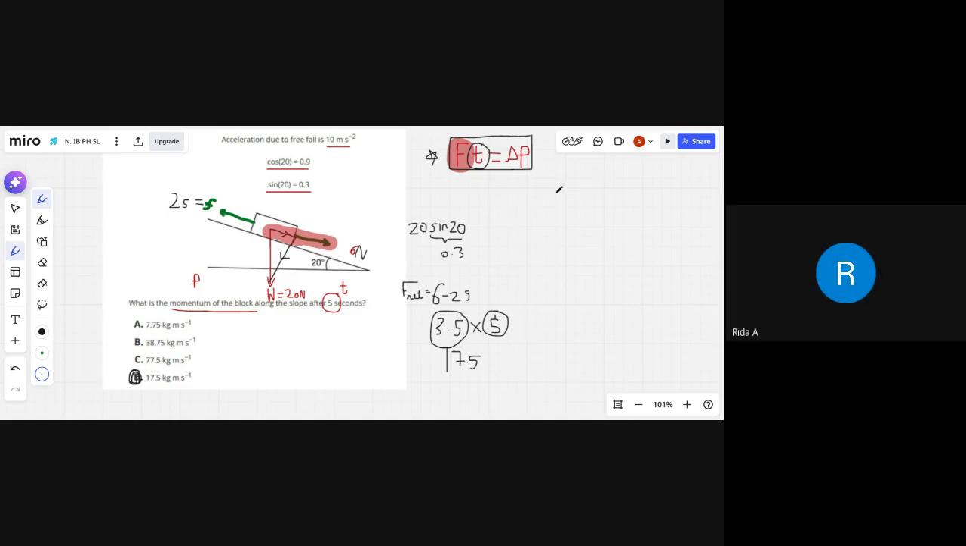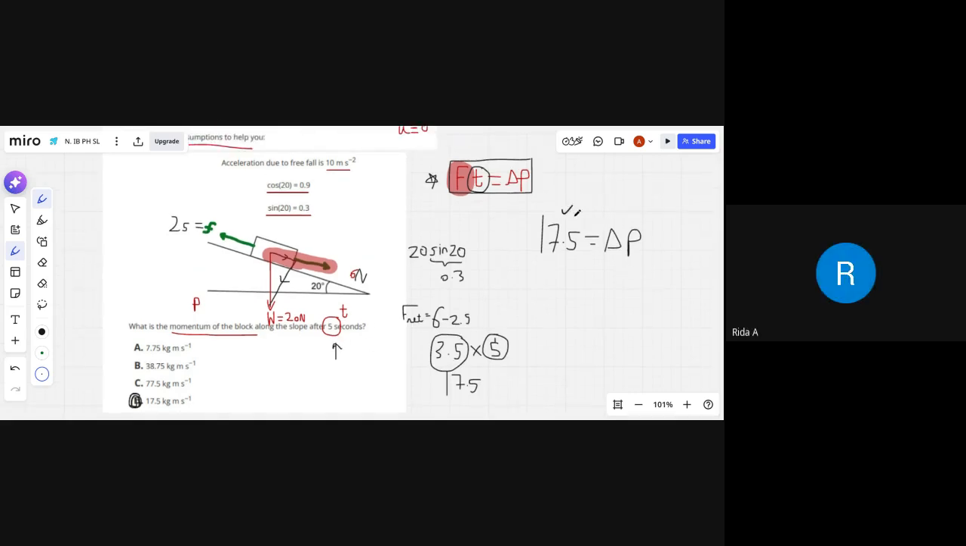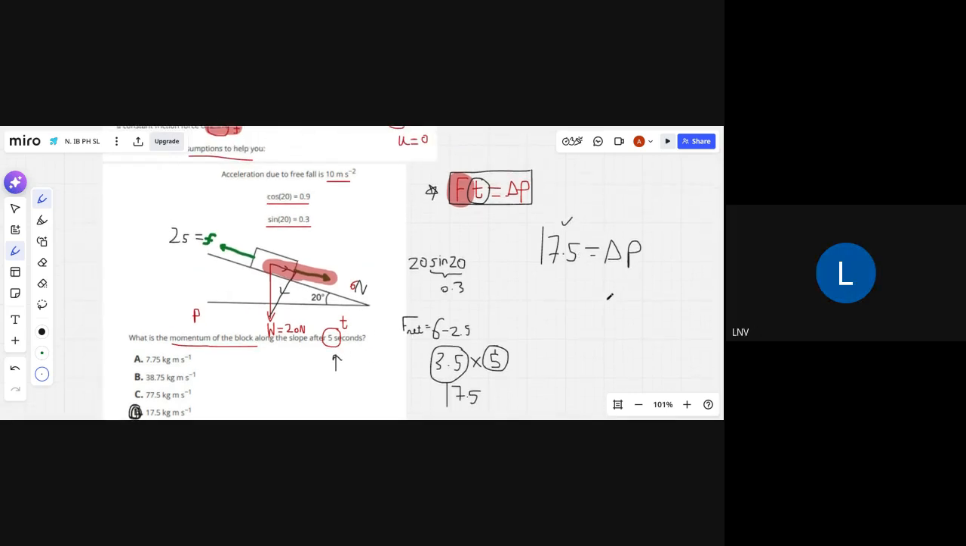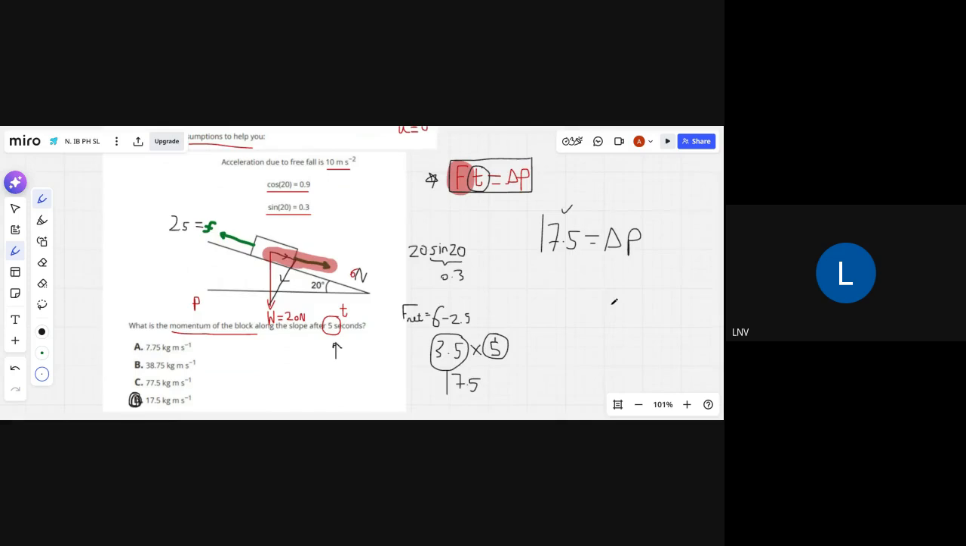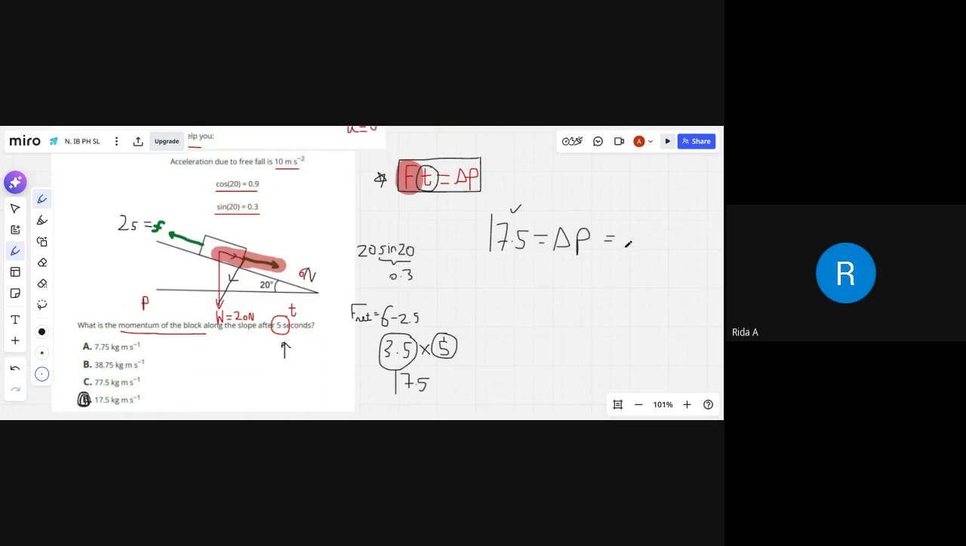Now, one important thing I want to ask is that this 17.5 is the change in momentum, but they asked you the momentum after 5 seconds. After 5 seconds, that's already the end, right? So it is kind of like the change in momentum. Yes, that's right.